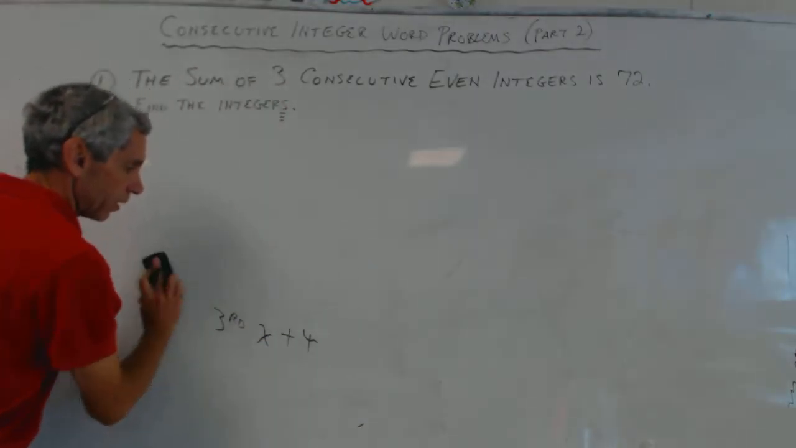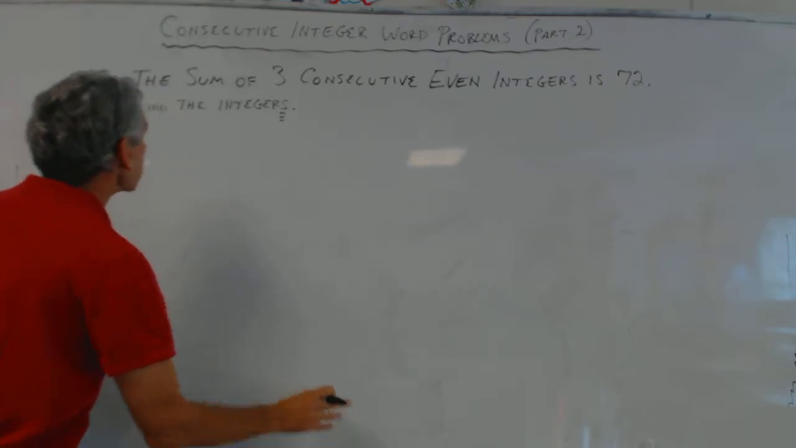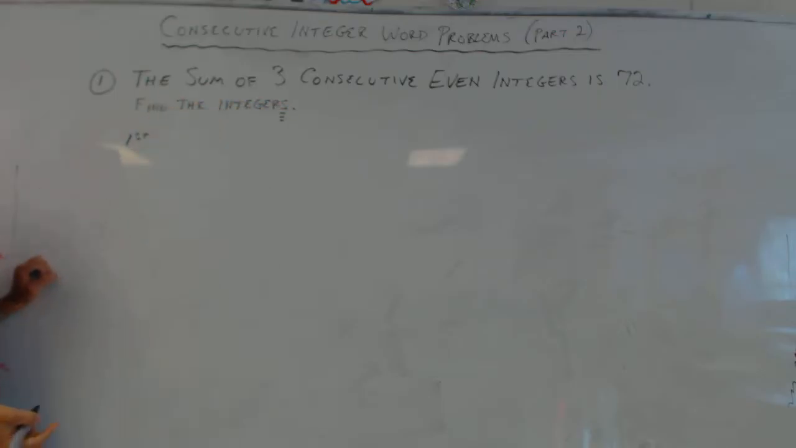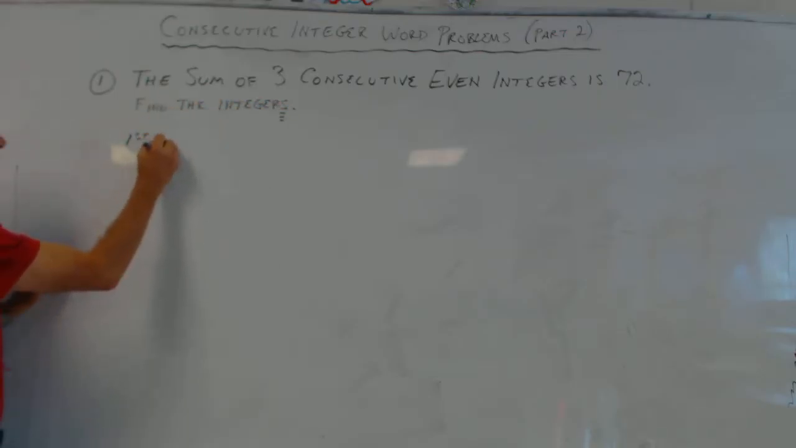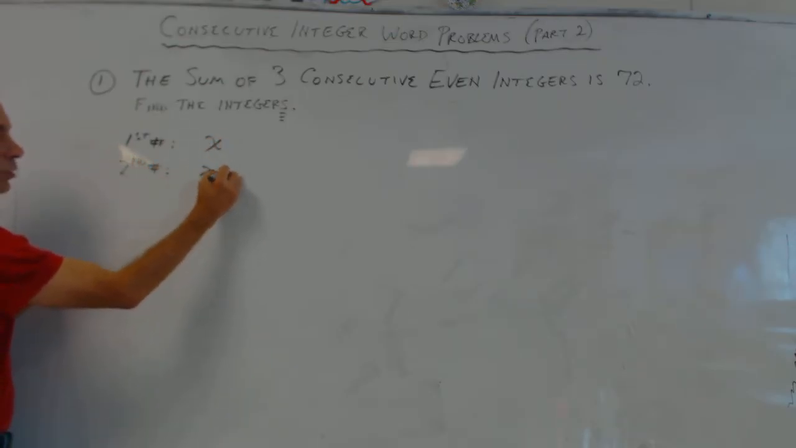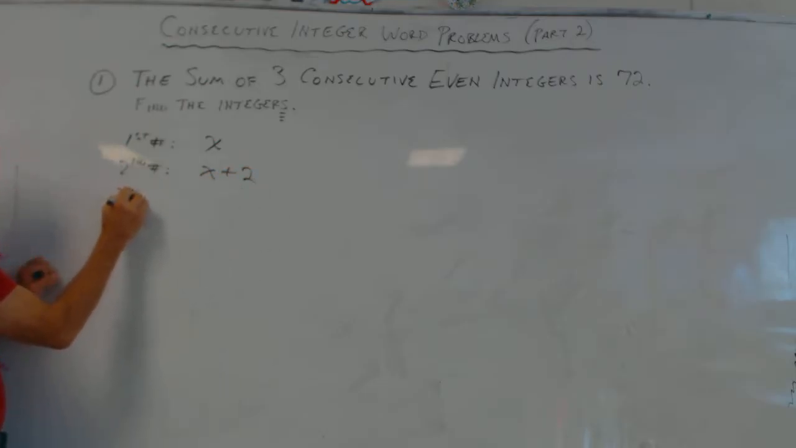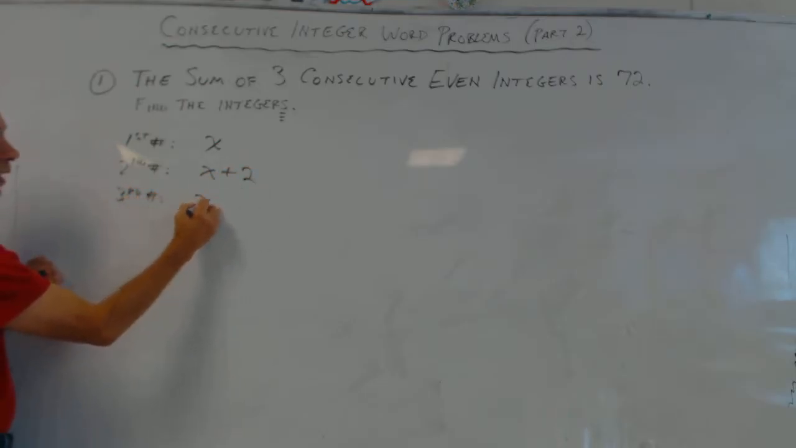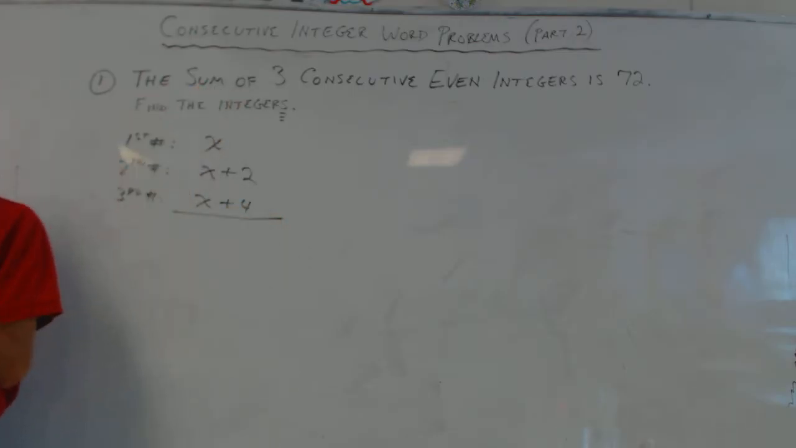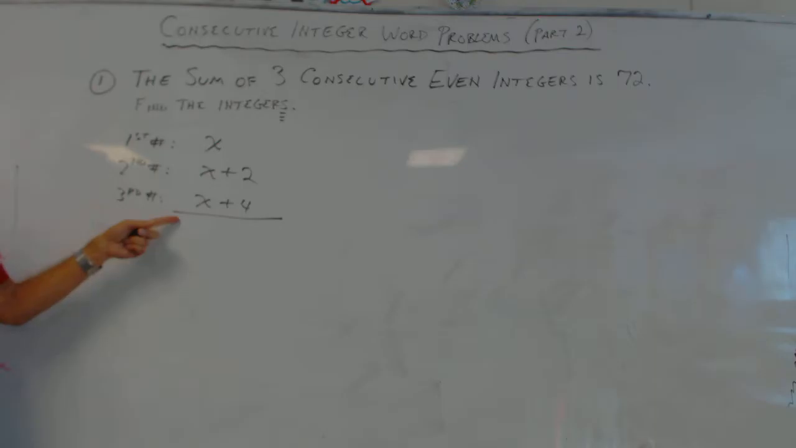All right, so given that scenario, let's do this. First number. Do we know what the first number is? No. So we're going to have to make it a variable. We'll make it x. Our second number is what? x plus 2. And our third number is what? x plus 4. Okay, and it says the sum of them. What does that sum mean again? The answer to an addition problem, right? So I have to add these things together.